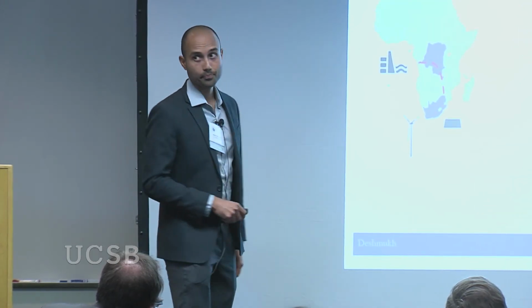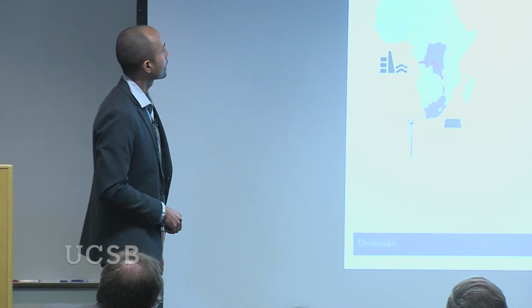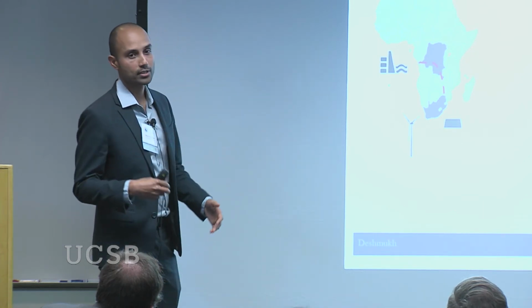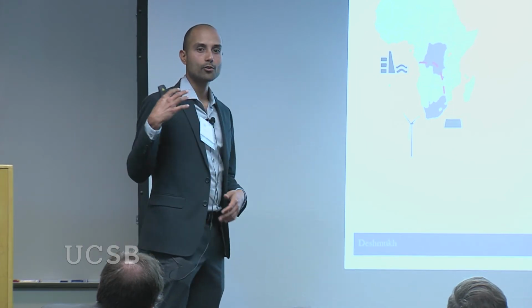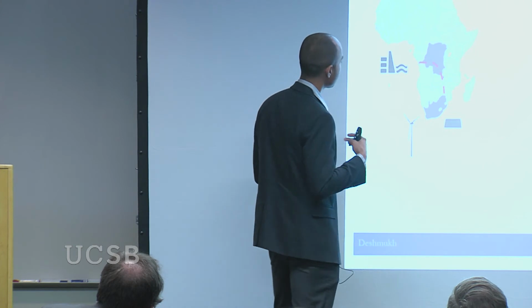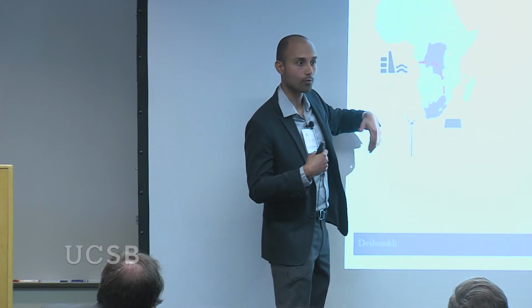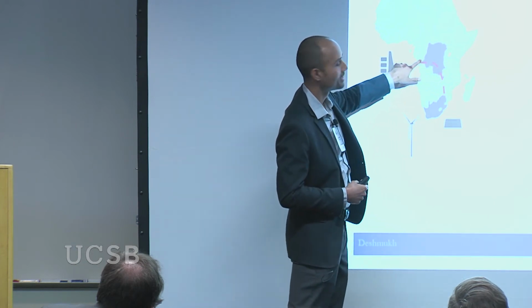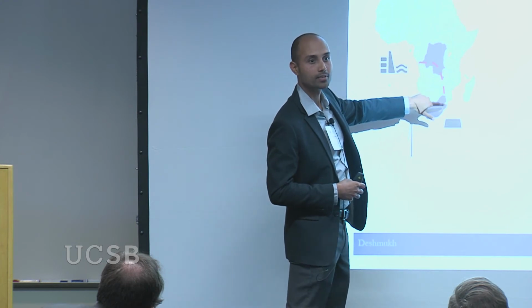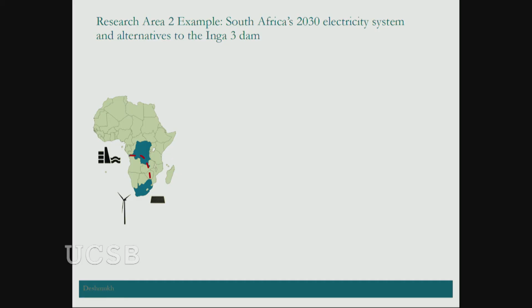So here's an example of South Africa. The study that we did looked at South Africa's 2030 electricity system. And we were looking at what are the alternatives to this one dam that they were considering, or are still considering, buying electricity from. This dam is literally 3,000 kilometers from South Africa's border, in the Democratic Republic of Congo. It's called the Inga Dam, and they already have 2 dams built there in the '70s and '60s. But the Inga site has the potential of almost 40,000 megawatts.